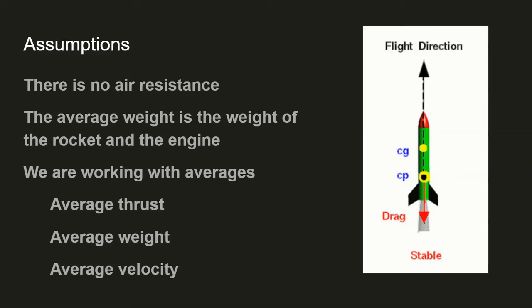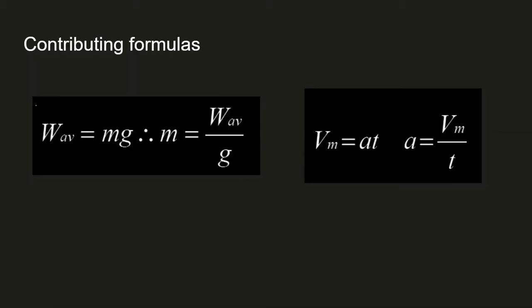So we're also going to work with other averages, average thrust and average velocity. When we do that, we're looking at the beginning versus the end rather than all the changes in between, and we can use some simple algebra to understand what's happening. We need to understand these two formulas. We know that weight is equal to mass times the acceleration due to gravity. Therefore, mass is the weight divided by the acceleration due to gravity.